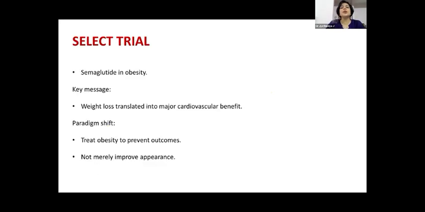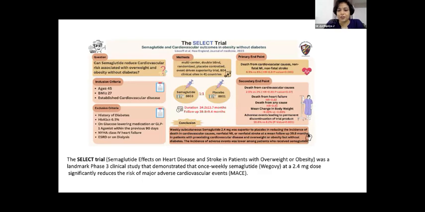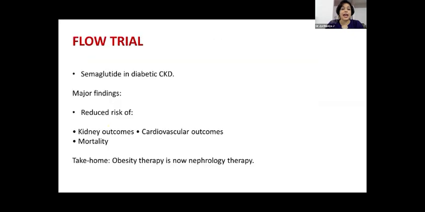Now, the trials which established the beneficial effect of the GLP-1 agonist semaglutide in obesity showed its benefit in preventing cardiovascular events. The SELECT trial showed the cardiovascular risk reduction effect of semaglutide. And the FLOW trial, which analyzed the role of semaglutide in diabetic CKD, found significant reduction in risk and improvement in cardiovascular as well as kidney outcomes and mortality. So the message is obesity therapy is now nephrology therapy, in fact.